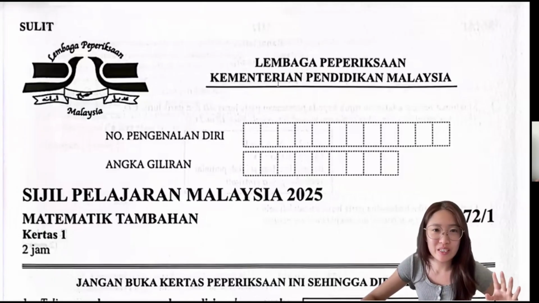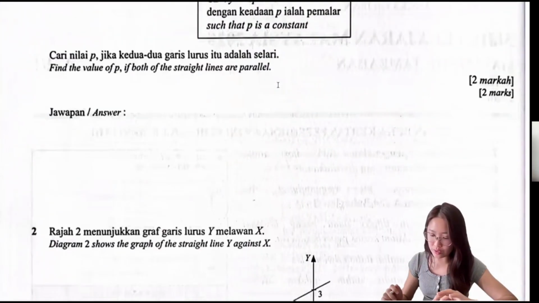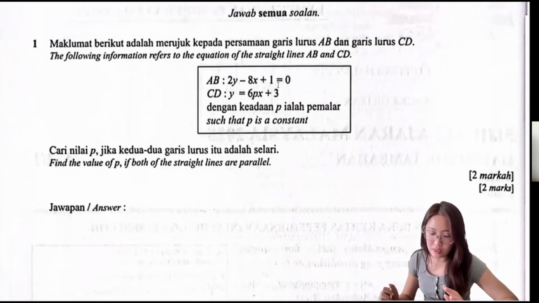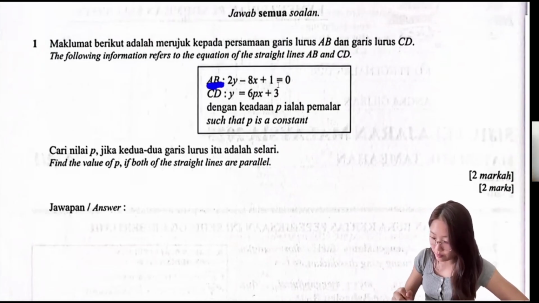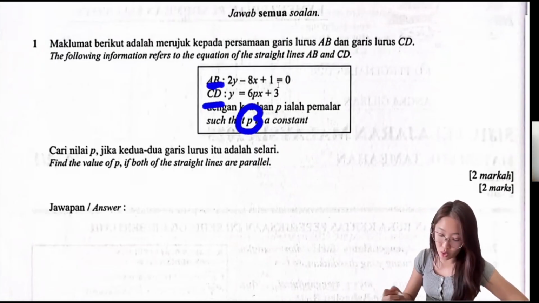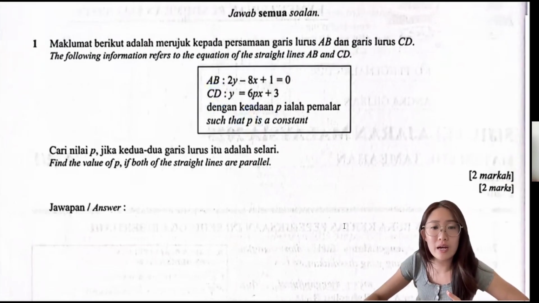All right. So over here, we have bahagian A first. Okay, let's go to this question here. The first one, the following information refers to the equation of the straight line AB and CD. Here gives you AB, CD, and saying that P is a constant. Okay, find the value of P if both the straight lines are parallel.